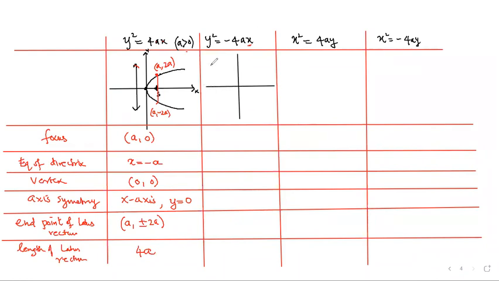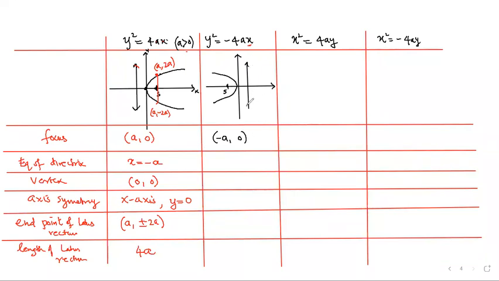So the parabola will be like this. Focus will be here. Focus is always inside the parabola. And the directrix will be equidistant, and it will be this. Now can you tell me all the parts of this parabola? Focus will be what? What will be the coordinates? Minus a, 0.